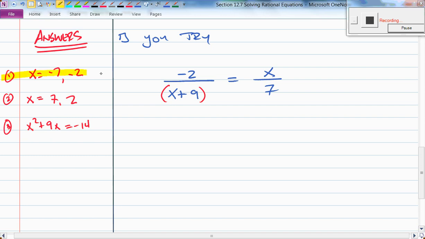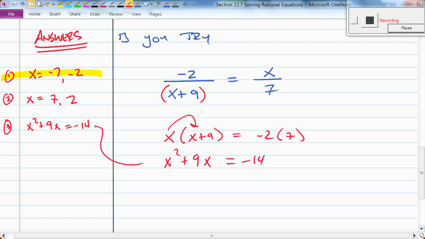You want to defend this one? Okay, why? Tell me what you do. She says we cross multiply, so okay. x times x plus 9 equals negative 2 times 7. So what would I get when I cross multiply? She says x squared plus 9x equals negative 14. Hey, that looks familiar. Interesting. Okay, then what?